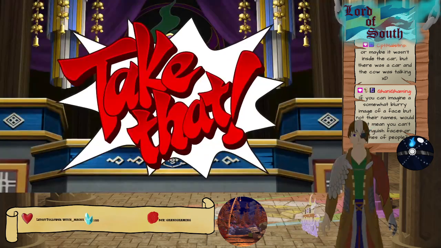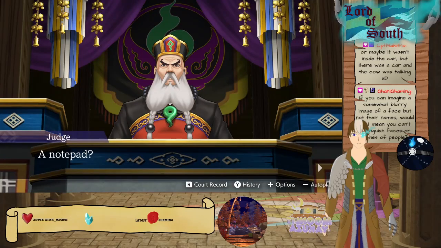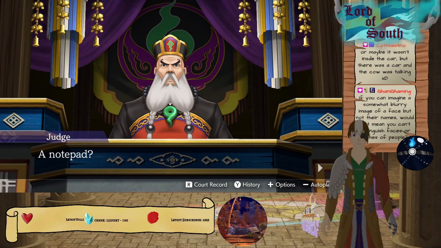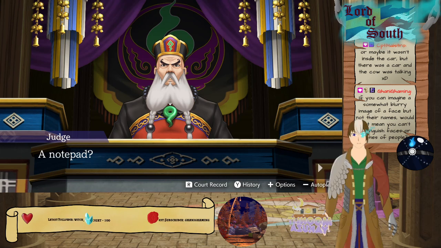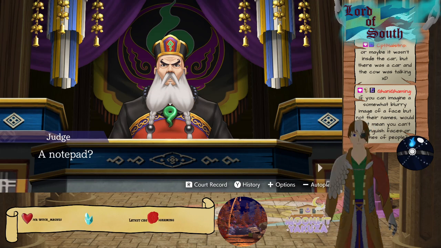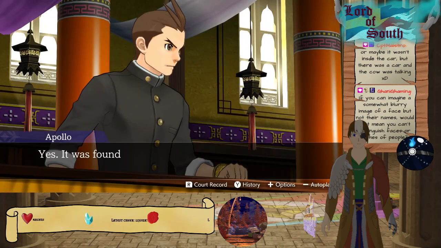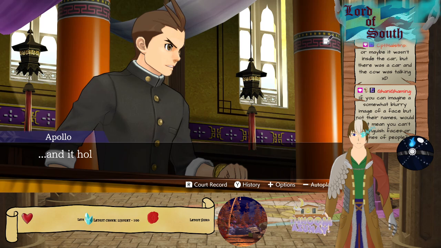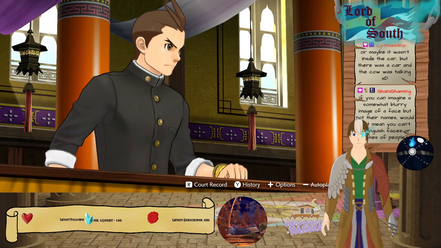Bam. Take that! Which also means that the murderer has to be someone close to Inga. Close enough that they know about this sickness. Either that or saw the notepad and put two and two together. A notepad? Huh? Yes, it was found in Mr. Inga's room. And it holds the answer we're looking for.